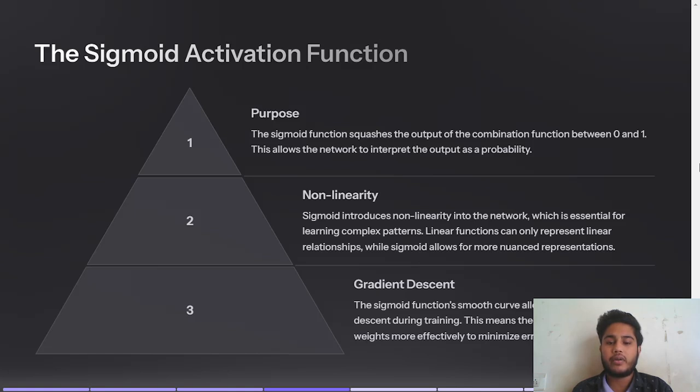Nonlinearity. Sigmoid introduces nonlinearity into the network, which is essential for learning complex patterns. Linear functions can only represent linear relationships, while sigmoid allows for more nuanced representations. Gradient descent. The sigmoid function's smooth curve allows for efficient gradient descent during training. This means the network can adjust its weights more effectively to minimize errors.